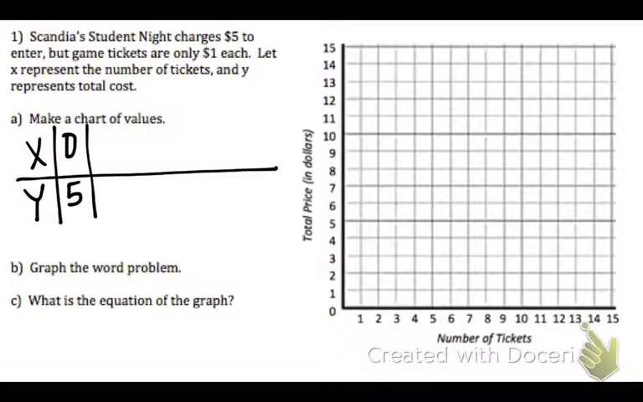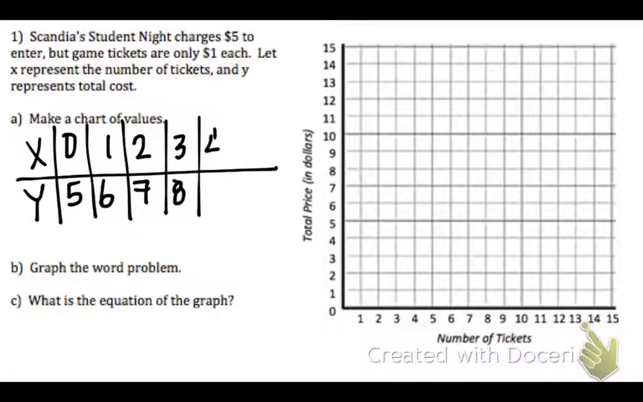Okay? What if you bought 1 ticket? If you bought 1 ticket, then you'd be spending a total of $6, because it was 5 to enter and 1 more for the ticket. If you bought 2 tickets, it would be $5 to enter, and then the $2 for the 2 tickets. So now you're up to 7. Every time you buy a ticket, you add $1 to your total cost. Buy a ticket, add $1.